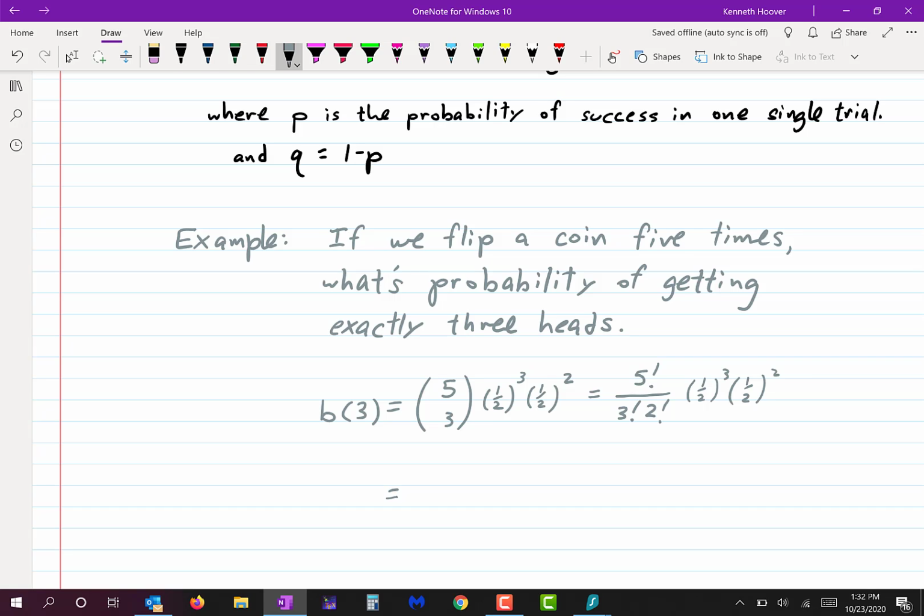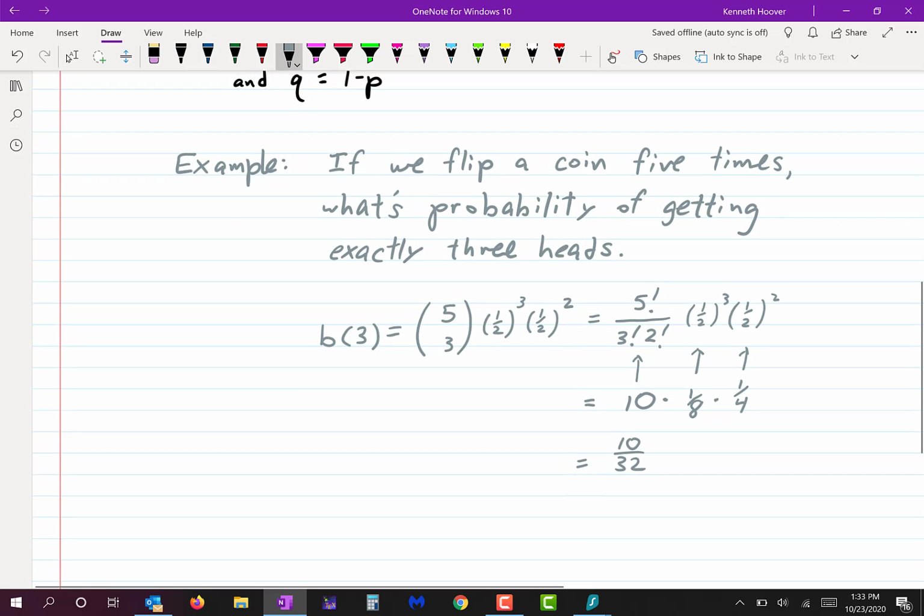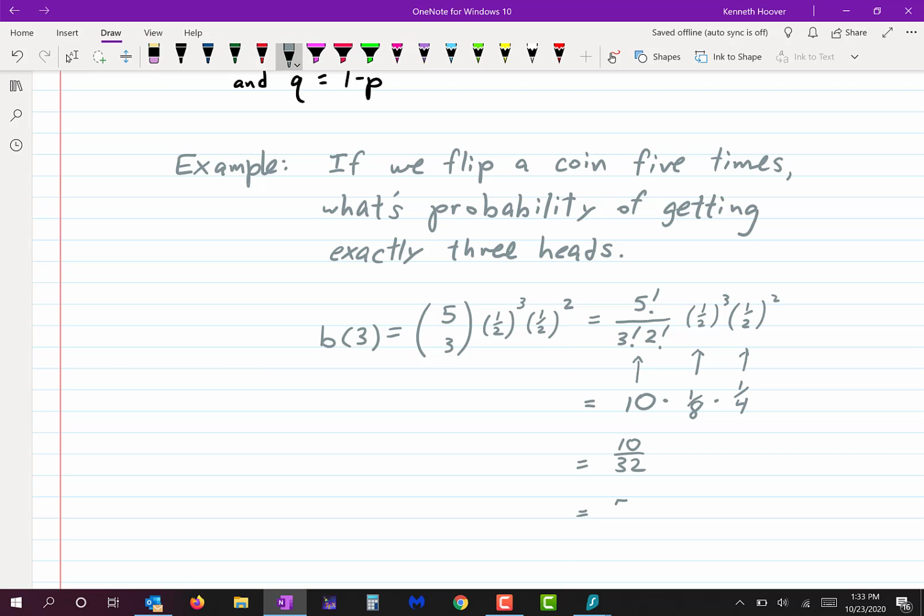This is going to be, here, I'll write it actually over here. This is the number 10. This is the number 1/8. This is the number 1/4. And so our answer is 10 over 32, which we can reduce to 5/16. That's our answer. If you flip a coin 5 times, the probability of getting 3 heads is 5/16.